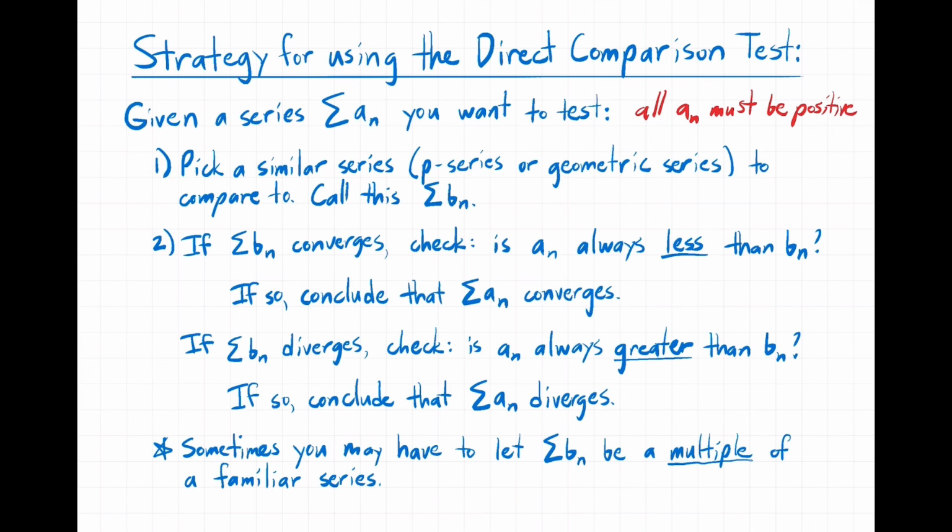Sometimes, like in the last example, you'll need to let your new series that you're comparing to be a multiple of some familiar series. So a multiple of a geometric series is technically still a geometric series. A multiple of a p-series is not strictly a p-series, but it will certainly have the same convergence or divergence as the p-series it's a multiple of. So that's often the case.